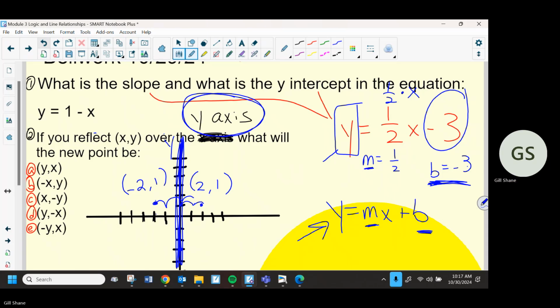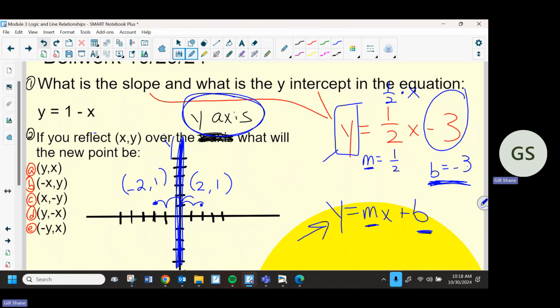Nathan, you're up. Tell me what happened to the x value. But what do I say? Numbers don't become negative. Because what if I would have started over here and reflected that way? Didn't become negative. But what do I say? Instead of saying it becomes negative, what is it? Flips. The sign flips. If you see a sign change, we don't ever say it becomes negative, because if we would have gone the other direction, it wouldn't have become negative, it would have become positive.